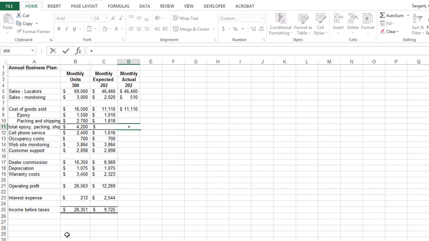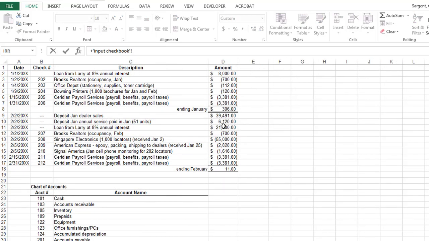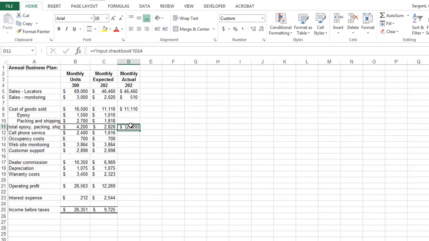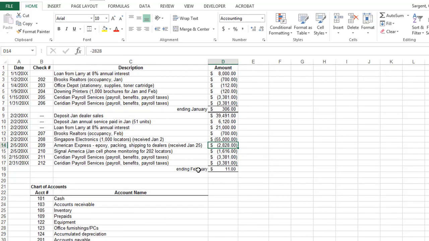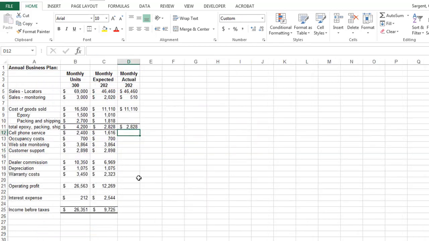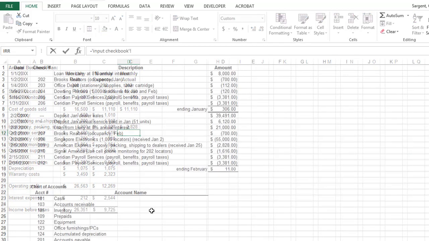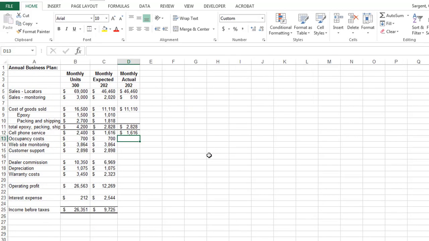And now we can point to our checkbook. And we're going to put minus instead of plus, since it's negative in the checkbook. Okay. Cell phone service, 202 times. What did they pay? Let's look at that. Cell phone service, 202 locators. Okay, so we can just point to that. We're going to do negatives so that we get a positive number.